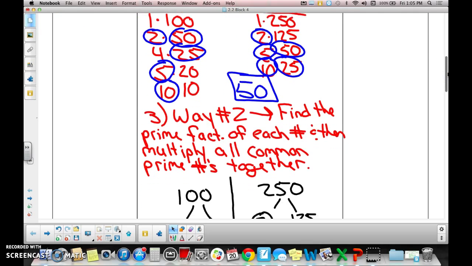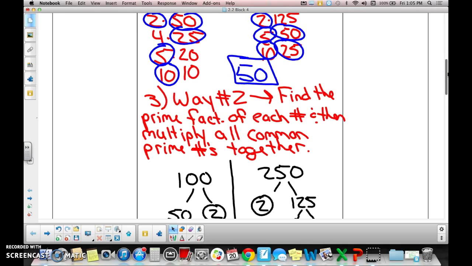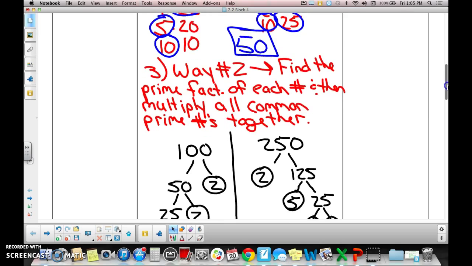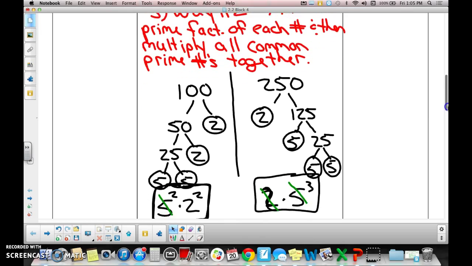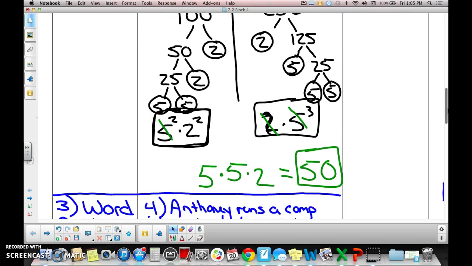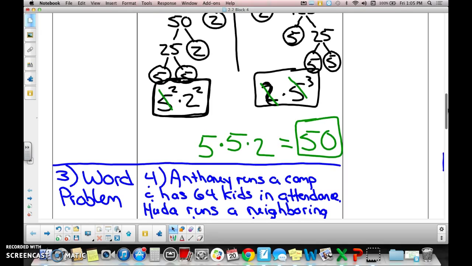Way number two. It's not any quicker, but it's way more accurate, and you guys had a lot more confidence in your process here. So we did factor trees. We found prime factorization. We wrote it in exponential form. Yes or no? And then we found the key to this whole lesson: after we found the prime factorization of each of our numbers, which I'm highlighting in blue right now, we found common prime factors and multiplied them together.